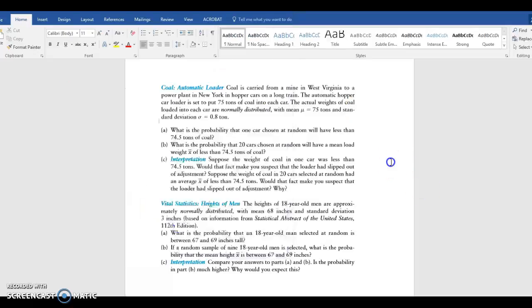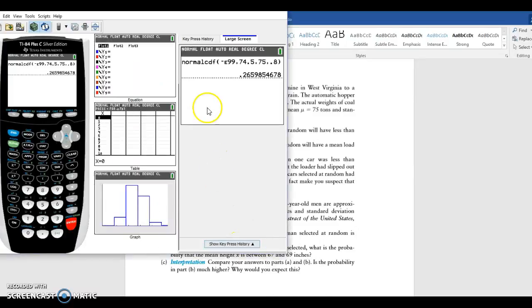Right? But the next question says, what is the probability that you could choose 20 cars? So let's say you have 500 cars lined up, and you're going to randomly, we'll use systematic sampling or something, every 30th car we're going to grab and choose those. What is the probability that you could take 20 cars chosen at random that will have a mean load weight of less than 74.5 tons? Well, if the mean really is 75 tons, this should be a very, very low probability, right? If the mean is really 75 tons on this machine, how could we choose 20 random cars and get less than 74.5 tons? So let's see what happens. Intuitively, we think that should be a low probability.